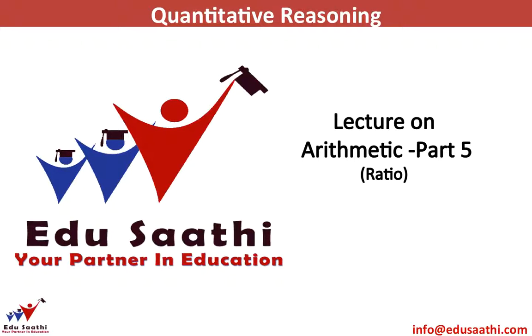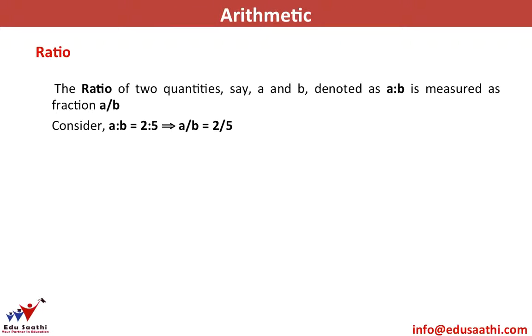In this lecture, we'll do the concept of ratio. The ratio of two quantities, say A and B, is denoted by A ratio B and is measured as the fraction A over B. So if I'm comparing two quantities and I write one in the numerator and another in the denominator, that is what the ratio means.